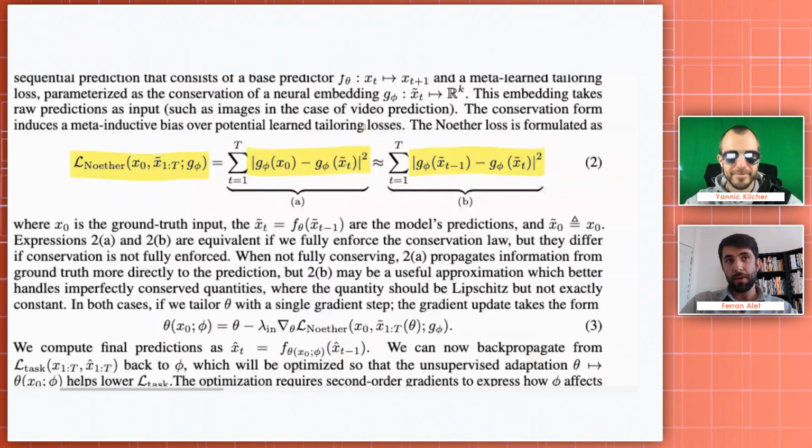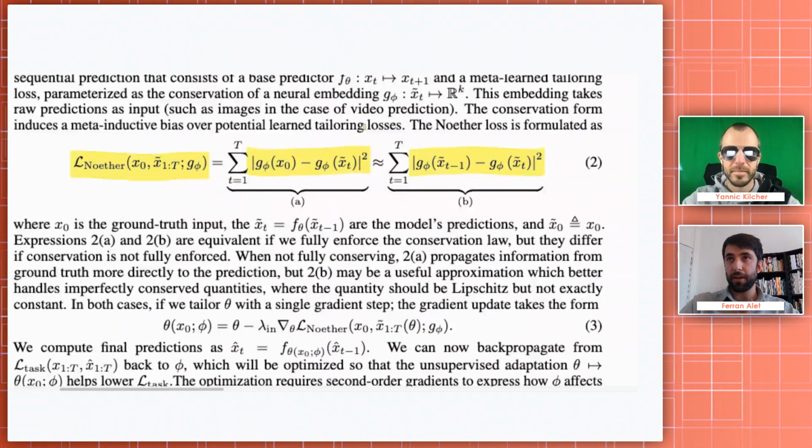So let's look at the term A here. It's basically saying you should conserve G, so all of them should be equal to what G was telling you for the input X naught. If you make the embedding of your prediction, note that the X sub T has a tilde on top of it, your prediction for XT should have the same conserved quantities as your input. And that's what the first term is, just an MSE over this neural embedding.